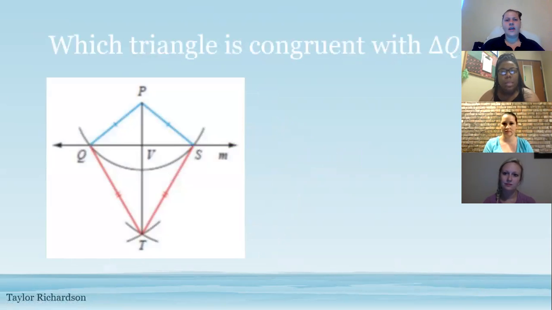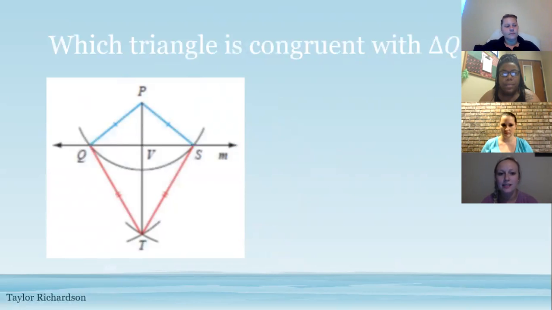Taylor, which triangle is congruent with QPV? That's a good question. Okay, we're going to look at this shape, and we know that congruent triangles are 2 triangles that are exactly the same with their side measurements as well as their angle measurements. They are just the same triangles. They might be turned different ways, but they measure the same with their angles and sides.